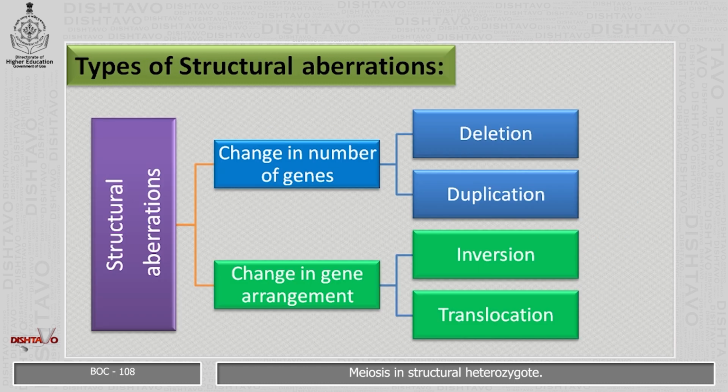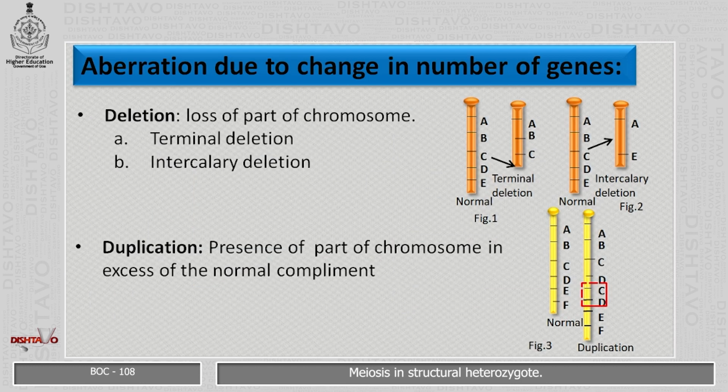Types of structural aberrations. Structural aberrations can be broadly classified into 2 types, that is, change in number of genes and change in gene arrangement. Change in number of genes can occur due to deletion and duplication, and change in gene arrangement can occur due to inversion and translocation. Aberration due to change in number of genes occurs by deletion or duplication.